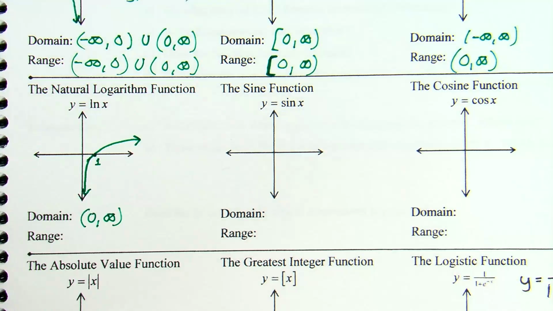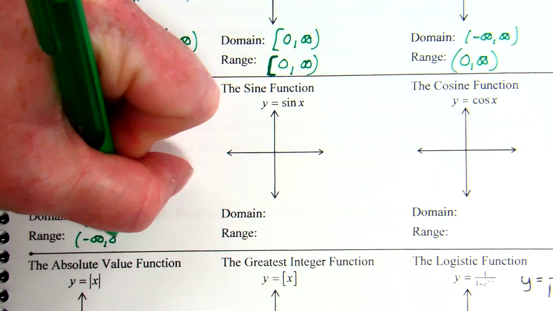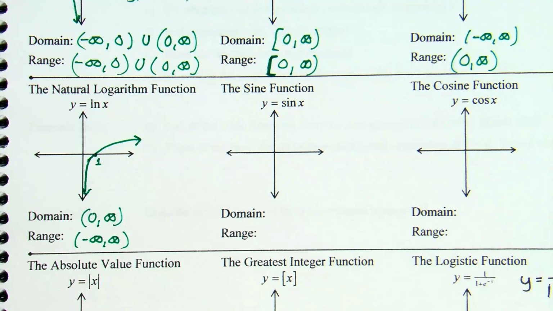Range. How far up and down is this graph going? It's going down, isn't it? I've cleared that up for you. I told you this is an asymptote, so it is going infinitely down, and as it goes right, it's going infinitely up. So, range is negative infinity to positive infinity.